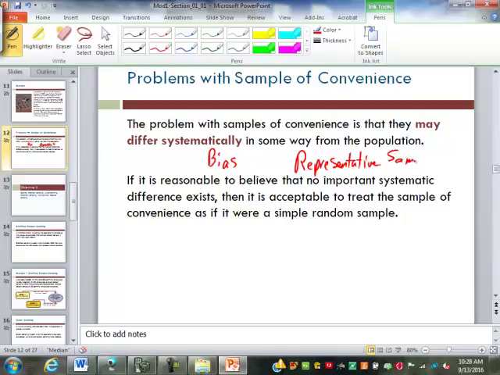A representative sample is a sample whose characteristics are very, very close, if not exactly the same, as the characteristics of the population. So if half the population has a certain viewpoint, approximately half the sample has the same viewpoint. So, like I was saying with the bricks, if it's reasonable to believe that there are no systematic differences, then it is okay to take a convenience sample.